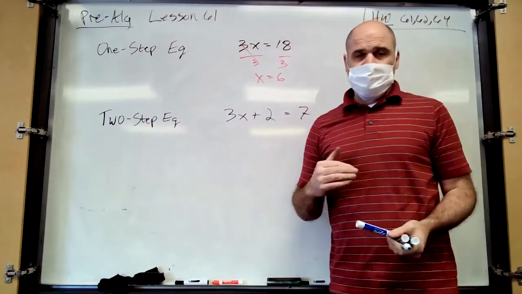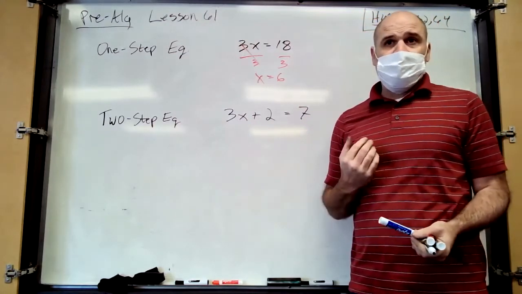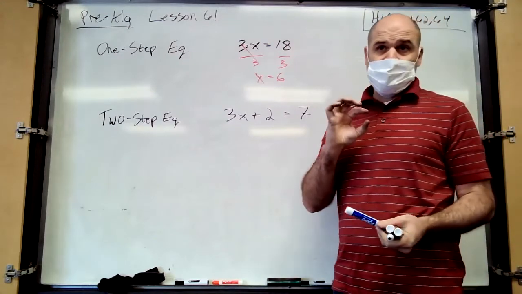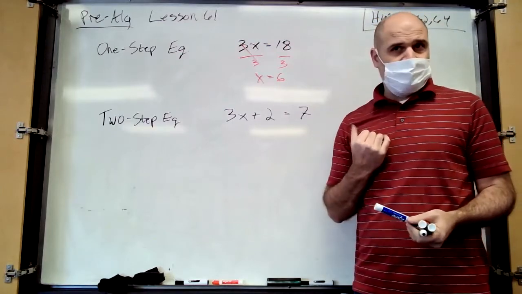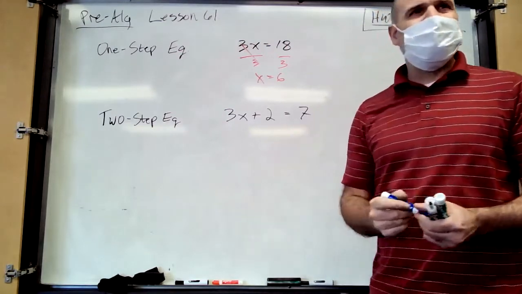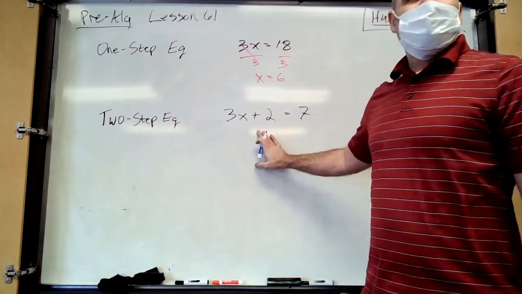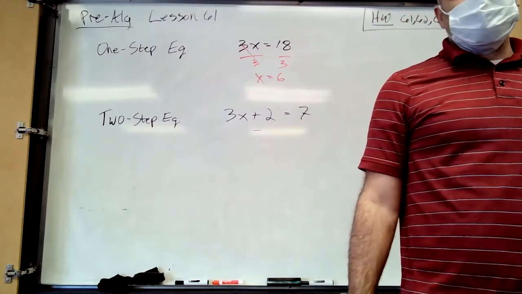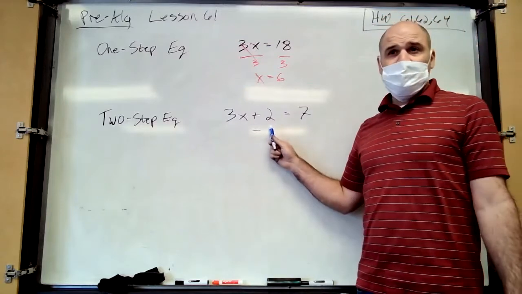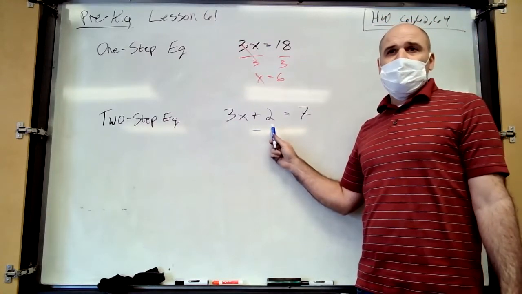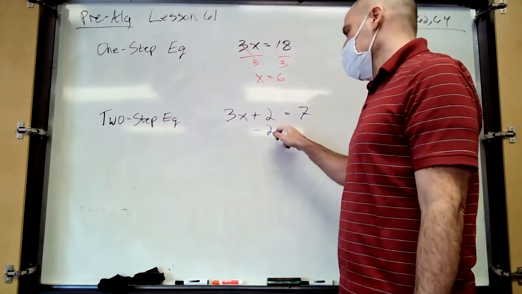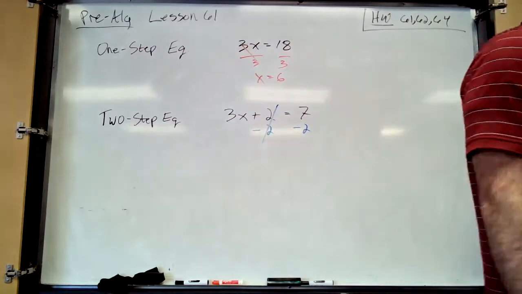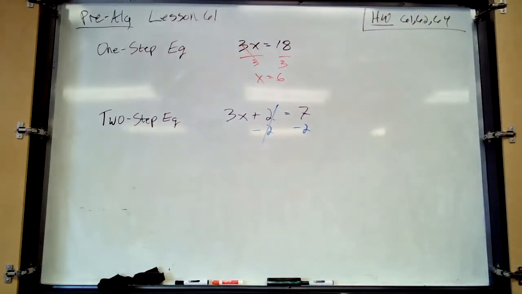So think of it like this: you're a sniper and you have to take out the guards that are guarding x. You have to get x by itself. So which one looks like the easier target right now? The 2. How do you get rid of 2? The shooting in the head is the opposite of his superpower. This guy is adding. So to get rid of something that's being added, his kryptonite is subtract. Whatever you do to one side, do it to the other. Hide the body.